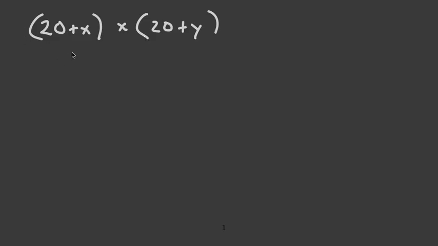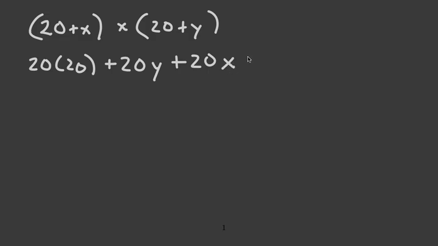Okay, so let's take a look at what this is. This is a binomial multiplied by a binomial, and we know how to multiply binomials. We use the distributive law here, and 20 is times everything. So it's going to be 20 times 20. And then there's going to be a 20 times y. And here, distributing the x through, we're going to have 20 times x. And then also there's going to be an x times y.